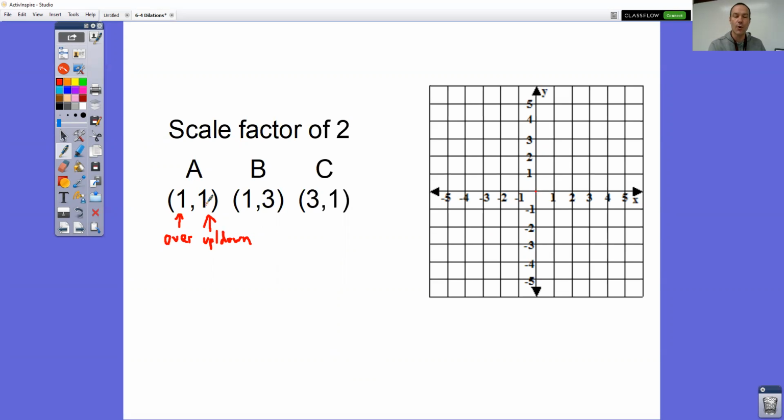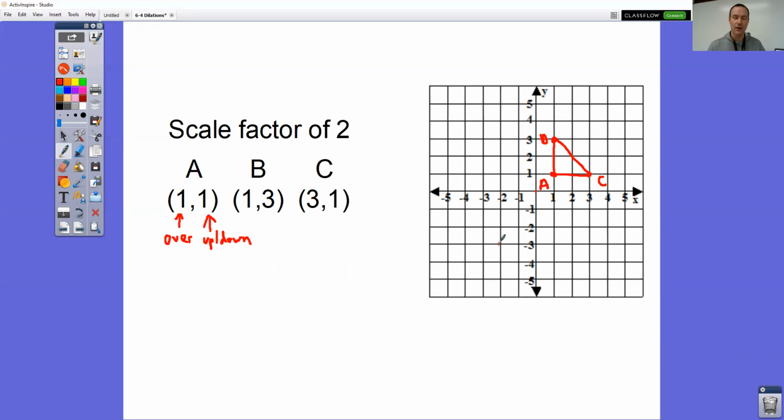So when we go to graph point A, it's over to 1, up to 1. This is A. When we go to graph B, it's over to 1, up to 3. This is B. Then we have C. C is over to 3, up to 1. So this is my original triangle that I'm starting off with. We didn't do any dilation yet. All we did was graph the original triangle.